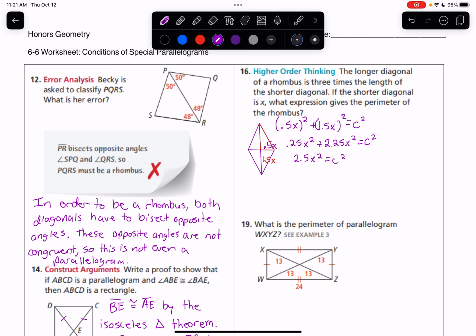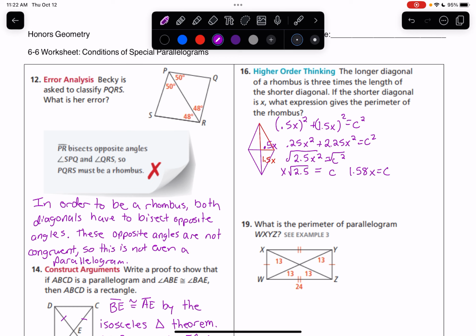And then we can go ahead and take the square root of both of these. So the square root of 2.5x squared has two parts. The square root of x squared is just an x, so that can come out of the square root. The square root of 2.5 is a bad decimal, so I'm just going to leave it underneath the square root. So I'm going to call the square root of 2.5x squared x root 2.5. So then if you did this as a decimal, you could say 1.58x equals c. So both of those will work.